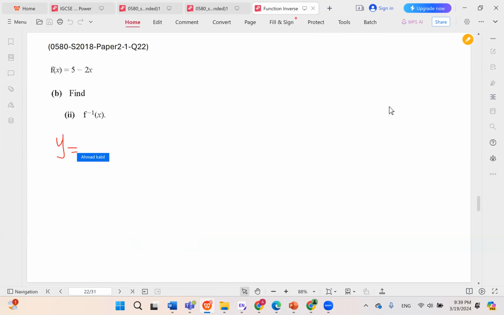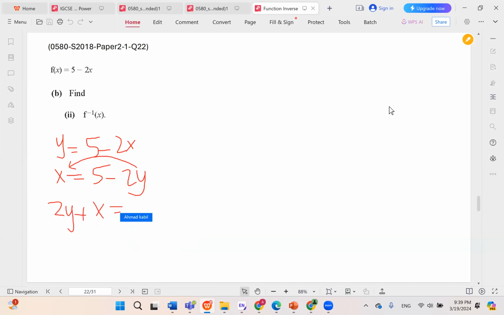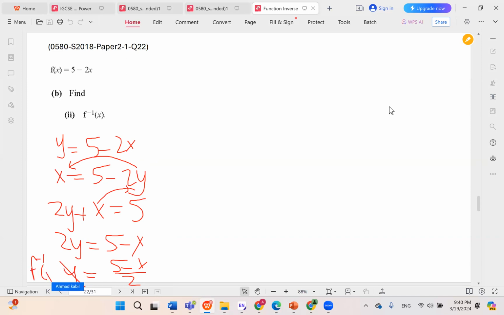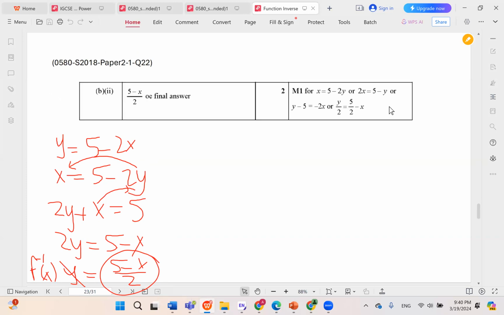Y equals 5 minus 2x, x equals 5 minus 2y. We take the 2y to the other side, we get 2y plus x equals 5. We take the 5 to the other side, we get 2y equals 5 minus x. And then we divide by 2, so y equals 5 minus x over 2. And this becomes f inverse of x. And this is the final expression, 5 minus x over 2.